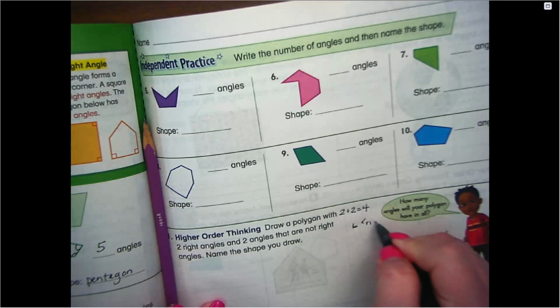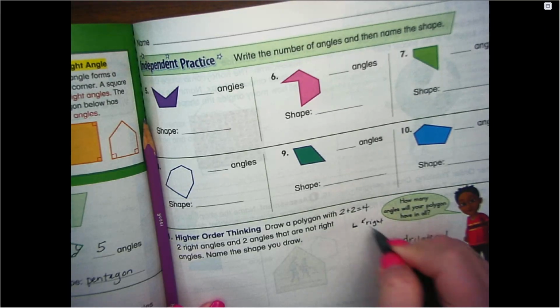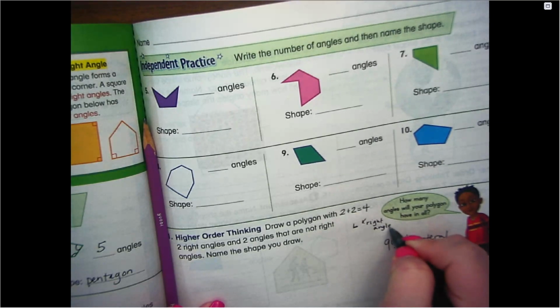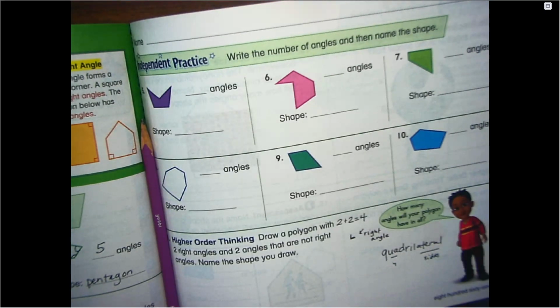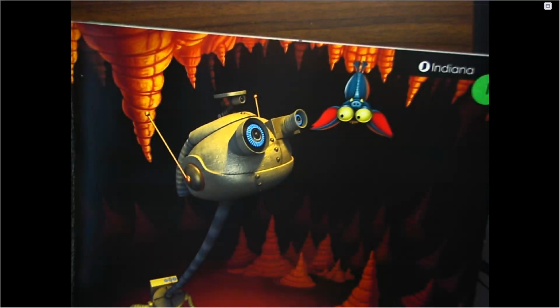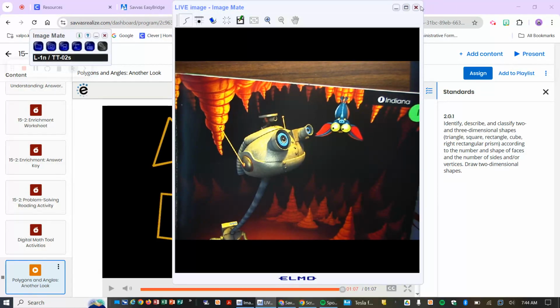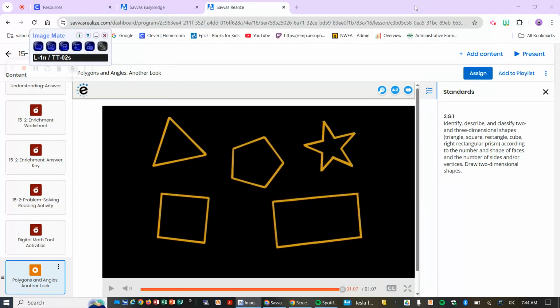Remember, this is what a right angle looks like. Has to be that perfect L shape. Okay? Take your time, do your best, and then we will jump over to our quick check. See you there.